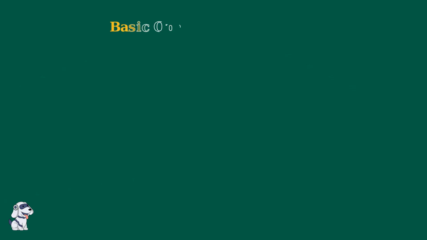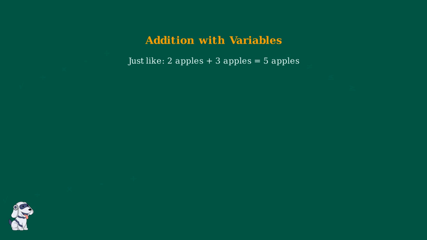Now we'll explore the 4 basic operations in algebra: addition, subtraction, multiplication, and division. These work just like regular arithmetic, but now we're working with variables and constants together. Let's start with addition. When we add terms with the same variable, we can combine them. Think of it like adding apples to apples. You can only combine things that are the same type.